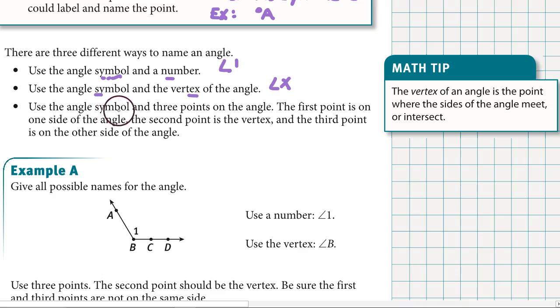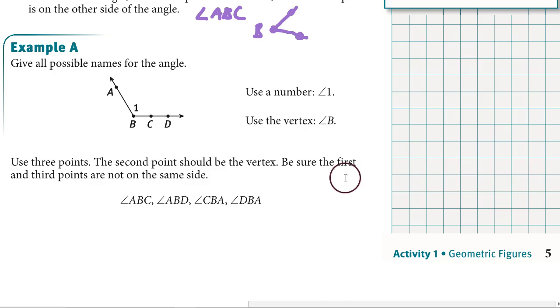And you can use the angle symbol and 3 points on the angle. But when you name the 3 points, the middle letter must be the vertex. For example, angle ABC would be an okay name for this angle here if that dot was the B, and then the A and the C would be those dots. Here's an example problem in your book that explains this a little bit more about angles.